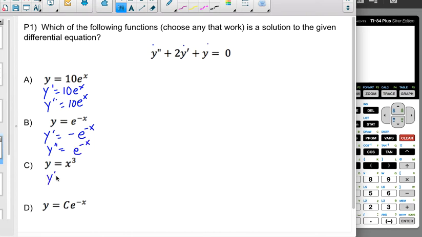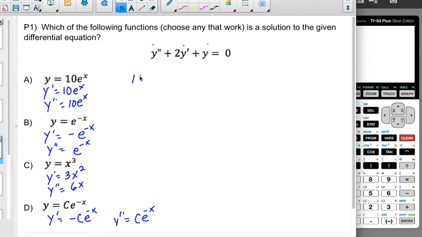For this one, my y prime is going to be 3x squared, and my y double prime is going to be 6x. And then for the last one, my y prime is going to be negative c e to the negative x, and my y double prime, I'd multiply by the negative again, and I'll just get c e to the negative x.